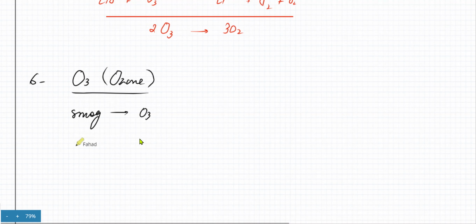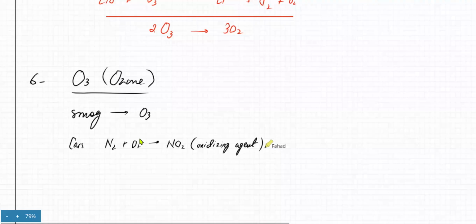We said that about cars, right? What do they do? They heat up the air, and the nitrogen and oxygen react and produce NO2. Okay, so cars make NO2. What was NO2? It was an oxidizing agent. So let me explain a little about what smog is. Where there are a lot of vehicles, there is going to be a lot of NO2, because the air is constantly being heated up. And if it's heating up, NO2 is being formed, which is an oxidizing agent.